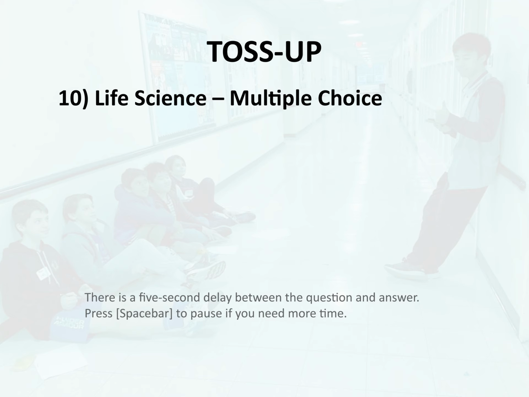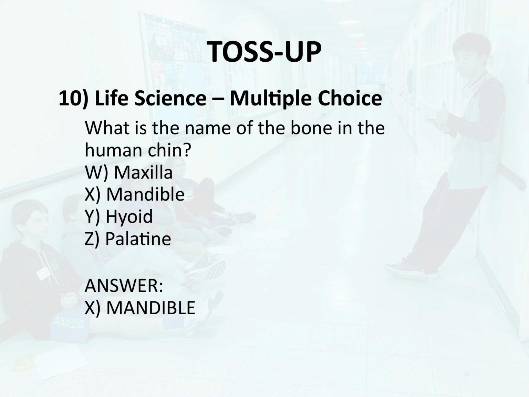Toss-up 10. Life science, multiple choice. What is the name of the bone in the human chin? W. Maxilla. X. Mandible. Y. Hyoid. Z. Palatine. Answer: X. Mandible.